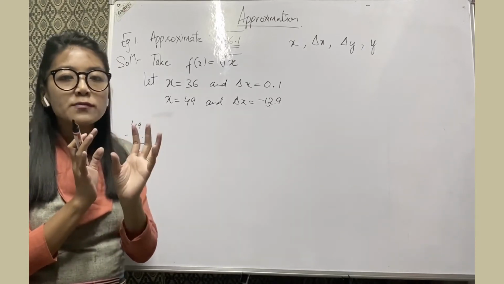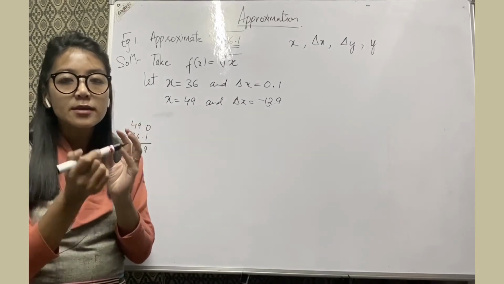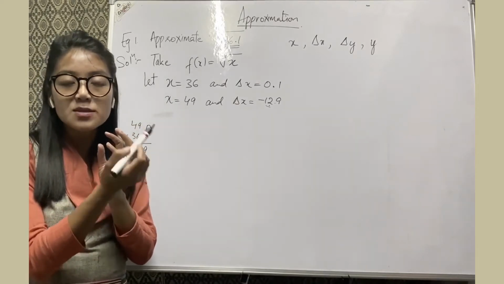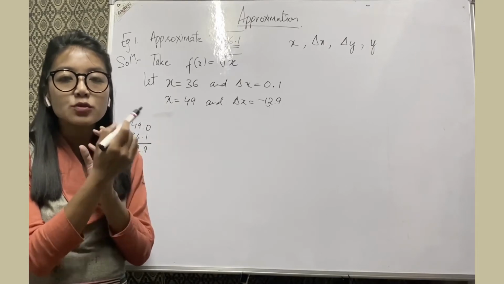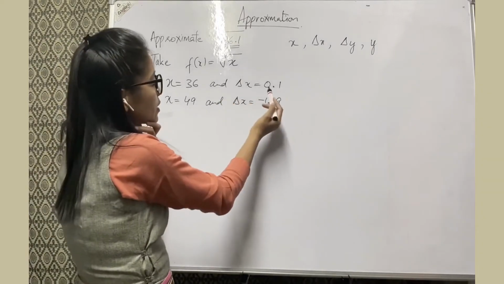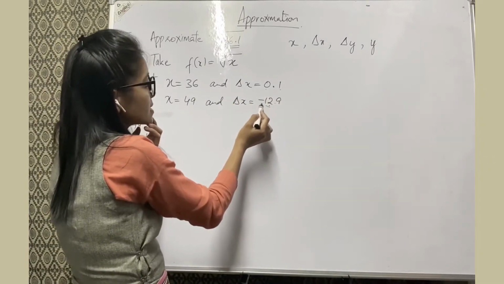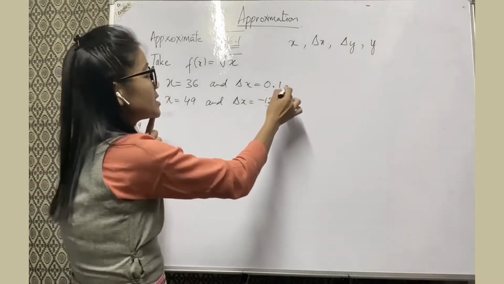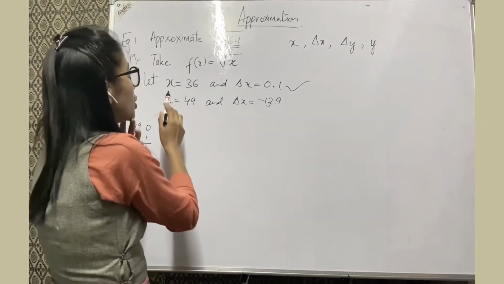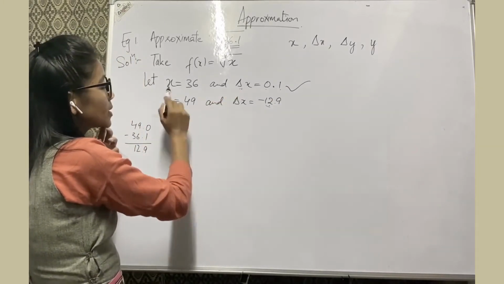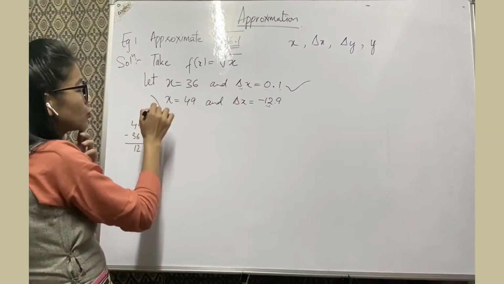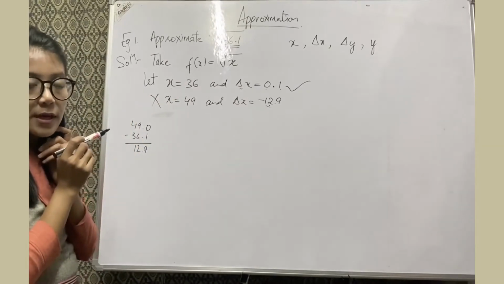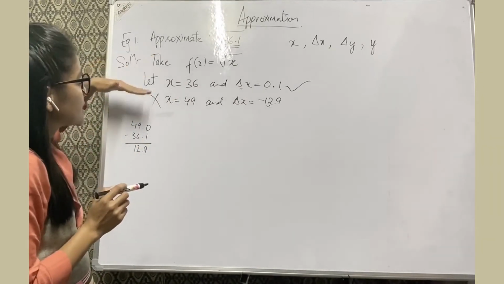So you have to choose x such that corresponding to it you get one delta x that is possibly nearest to 0. You can look here, this is 0.1 and this is negative 12.9. Which one is nearer to 0? Obviously this one is nearer to 0, so therefore your x and delta x should be 36 and 0.1. You will not choose this other one. So this is the first and second step.